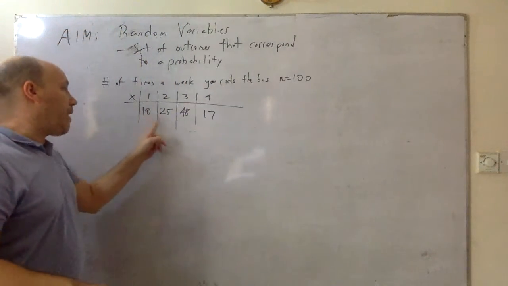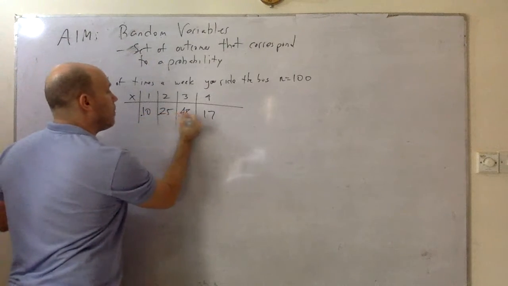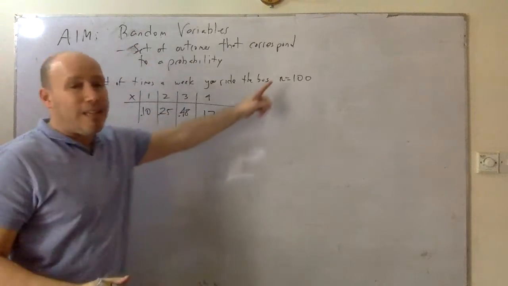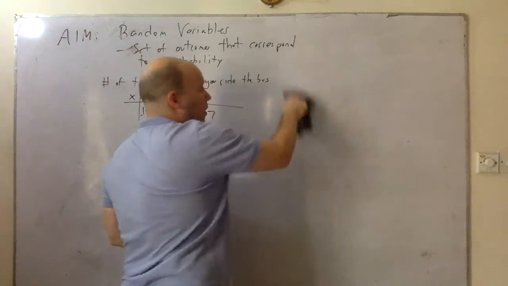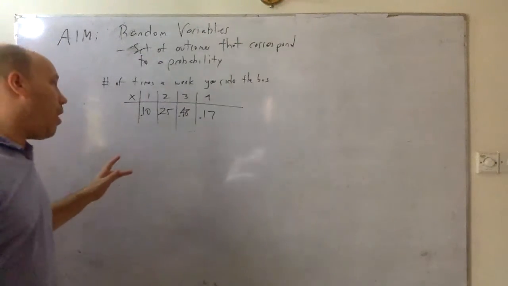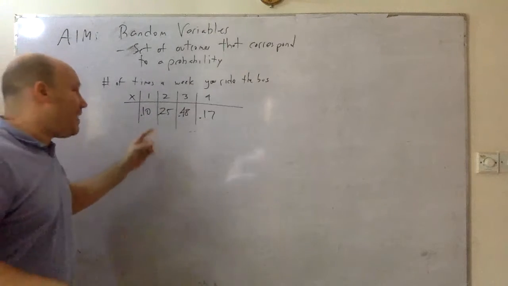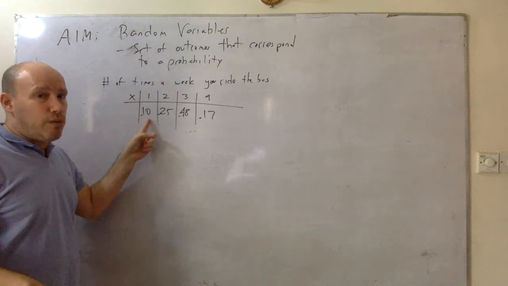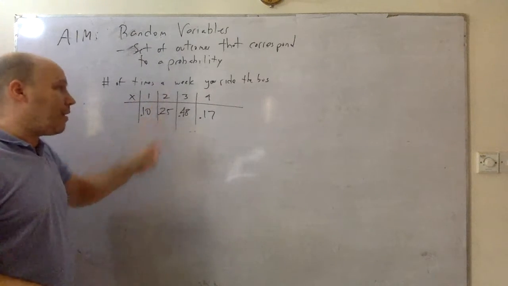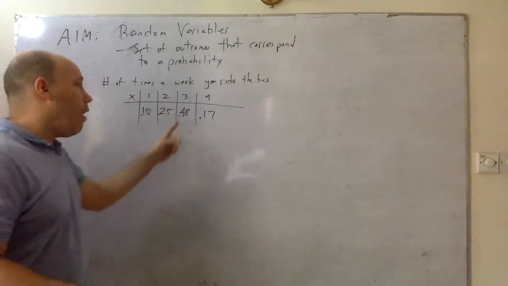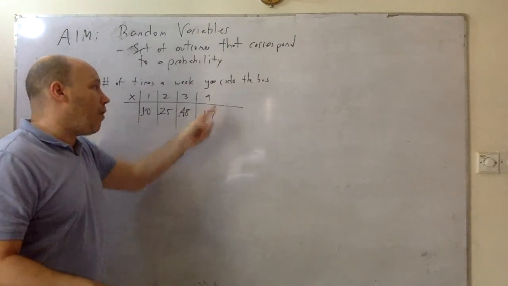Instead of specific outcomes, you're going to be given percentages. You don't really know there's 100 people anymore. But what you do know is that based on experimental probability, 10% of the respondents said they rode the bus once a week, 25% said they rode twice a week, 48% said they rode 3 times a week, and 17% said they rode 4 times a week.